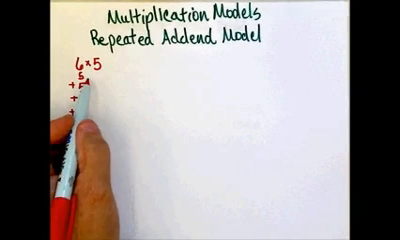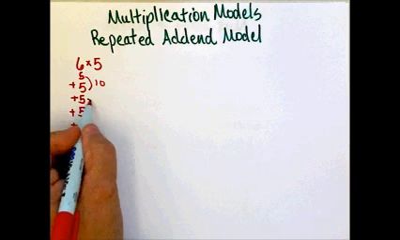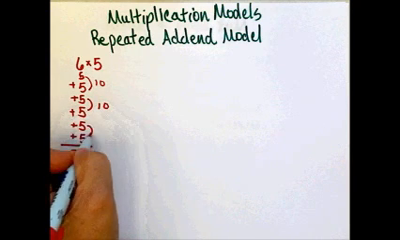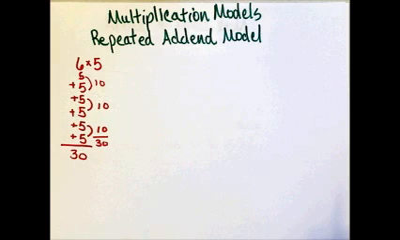Or typically the way you see students do on paper, 5 and 5 is 10, 5 and 5 is 10, 5 and 5 is 10, for a total of 30. But however we go about it, we're talking about repeated adding.